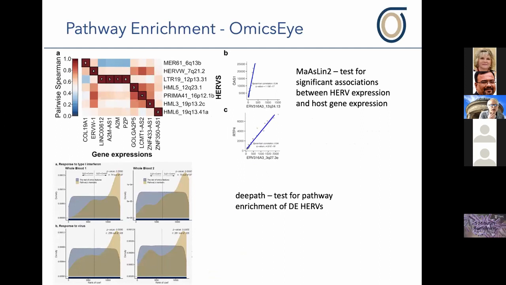And we can go further using some of Ali Ranavard's tools for pathway enrichment, using some machine learning approaches to look at what pathways are being impacted by these associations between the HERVs and the host genes. And we've identified a bunch of these pathways in lupus. One is a response to type 1 interferon, one is a response to viruses. So these techniques allow you to get more granular in terms of the pathways that are being impacted.